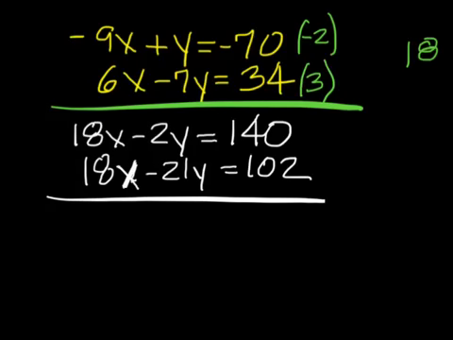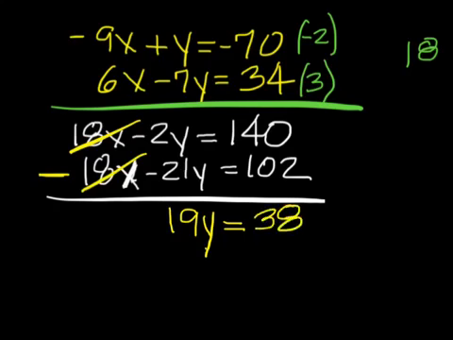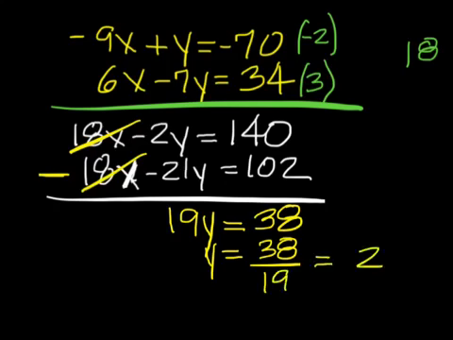Once we have two positive 18x's, then we can subtract the two equations. So these would cancel out, and that's what we want. So now you go to the y's. Negative 2y minus a negative 21y is what? Positive 19y. And 140 minus 102 is what? 38. So you divide 38 by 19 to get an answer of 2. Y would equal 2.